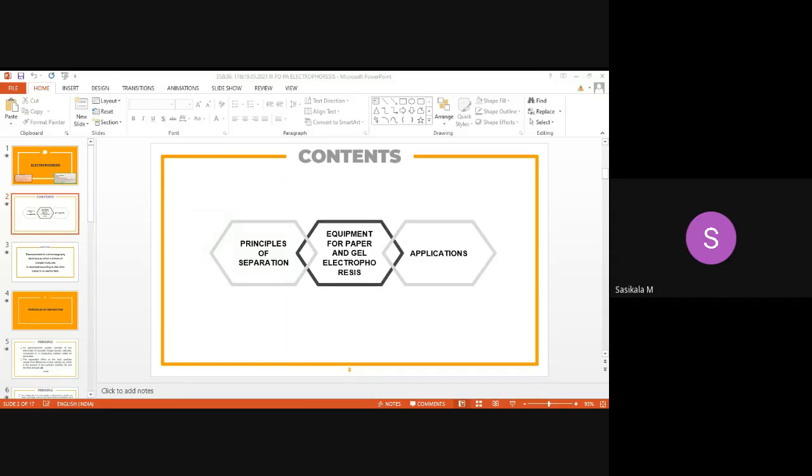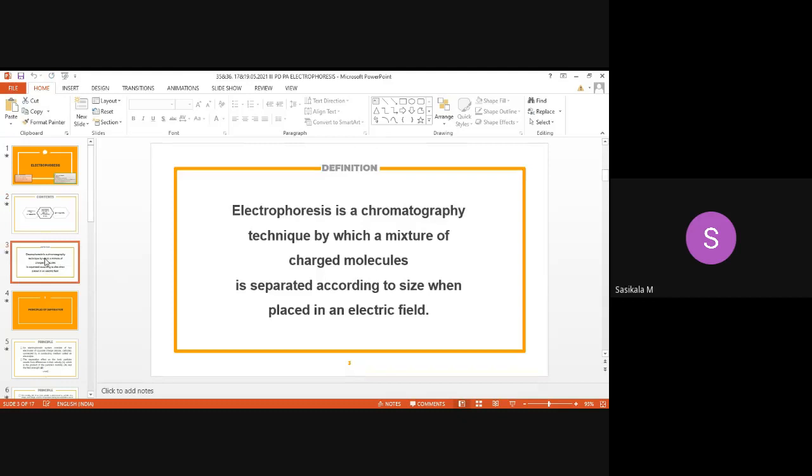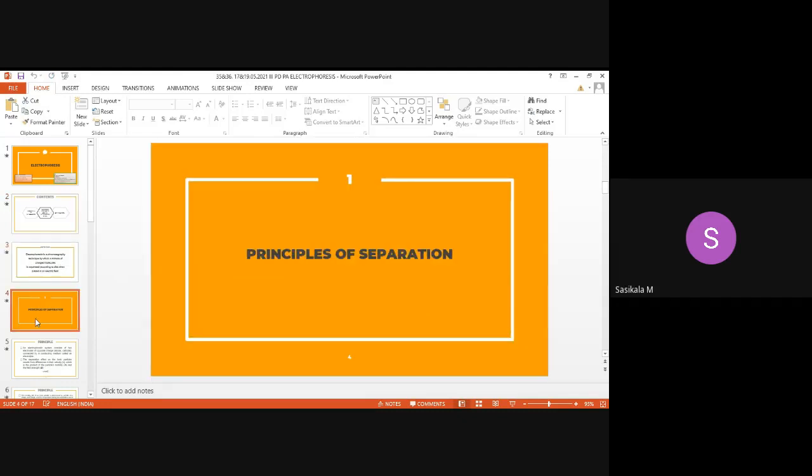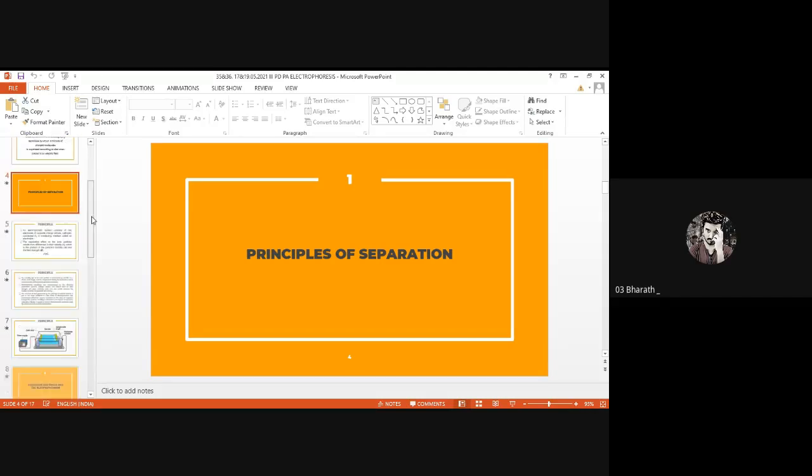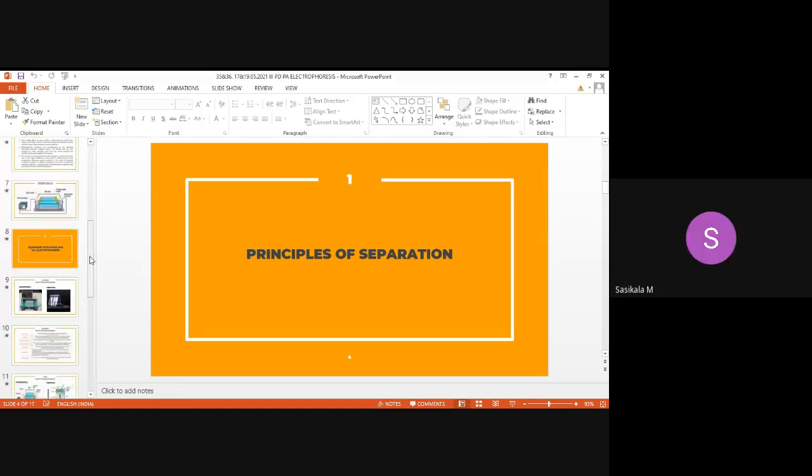Vimal: It is a chromatographic technique by which a mixture of charged molecules is separated according to the molecular size. Okay, good. So the principle also says the same as what he represented. Can you say it once again so that others will get the points clearly? It is a chromatographic technique by which a mixture of charged molecules is separated according to the molecular size. Okay, good.